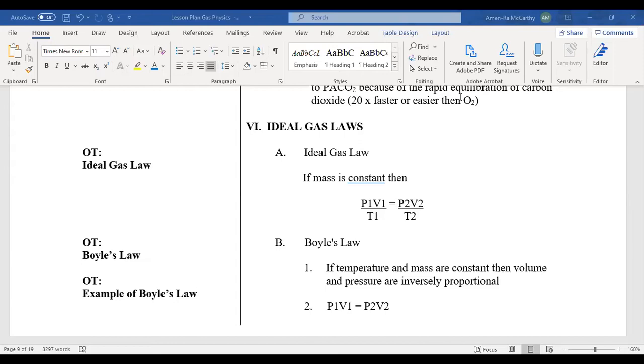So once we got rid of the water pressure, now we got rid of the carbon dioxide, and what we're left is the oxygen. Okay. So that's the alveolar air equation.